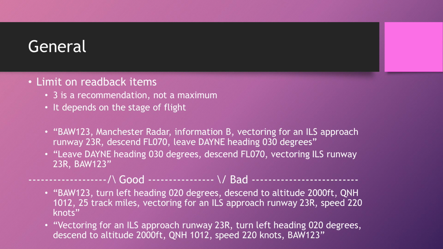But now a bad example would be if the aircraft's in your RMA and you say to them, "Speedbird 123, turn left heading 020 degrees, descend to altitude 2,000 feet, QNH 1012, 25 track miles, it will be vectoring for an ILS approach runway 23 right, and speed 220 knots." You imagine you're the pilot. You're just expecting maybe 2 instructions there and you get that. That's a lot to read back, and the pilot's probably going to miss it.